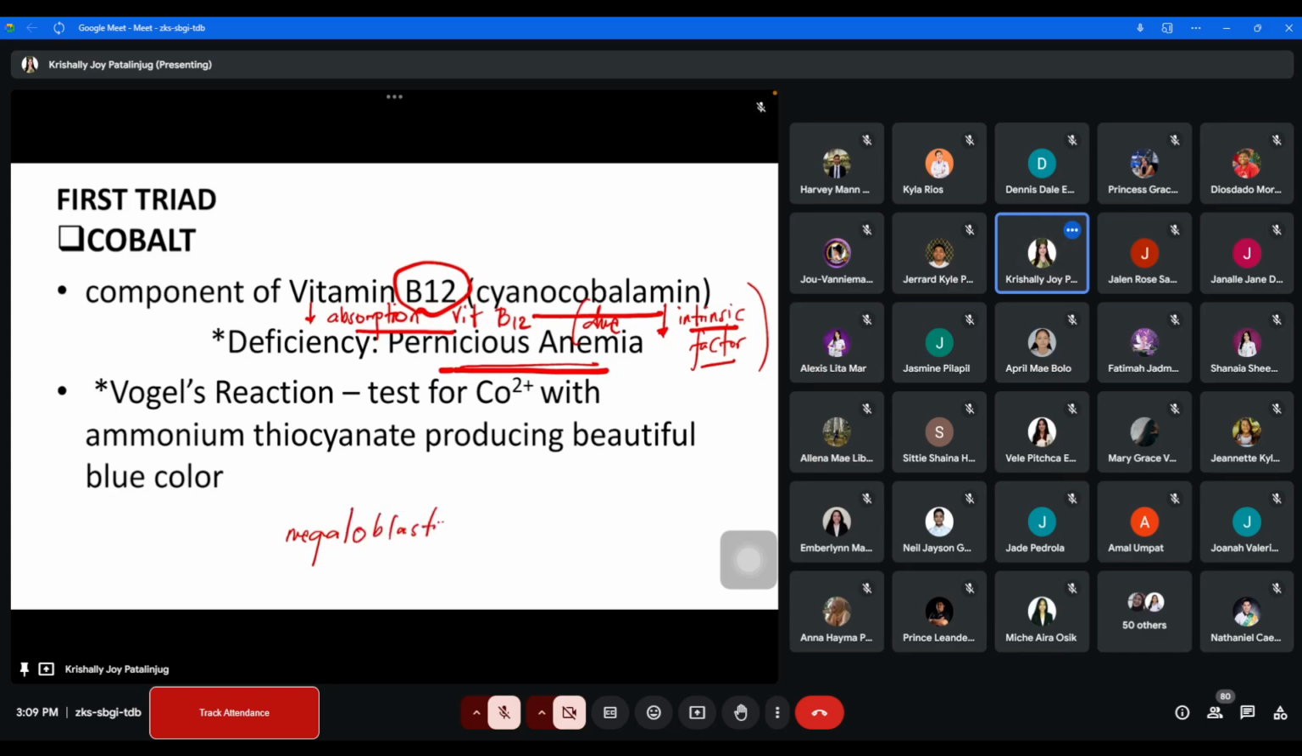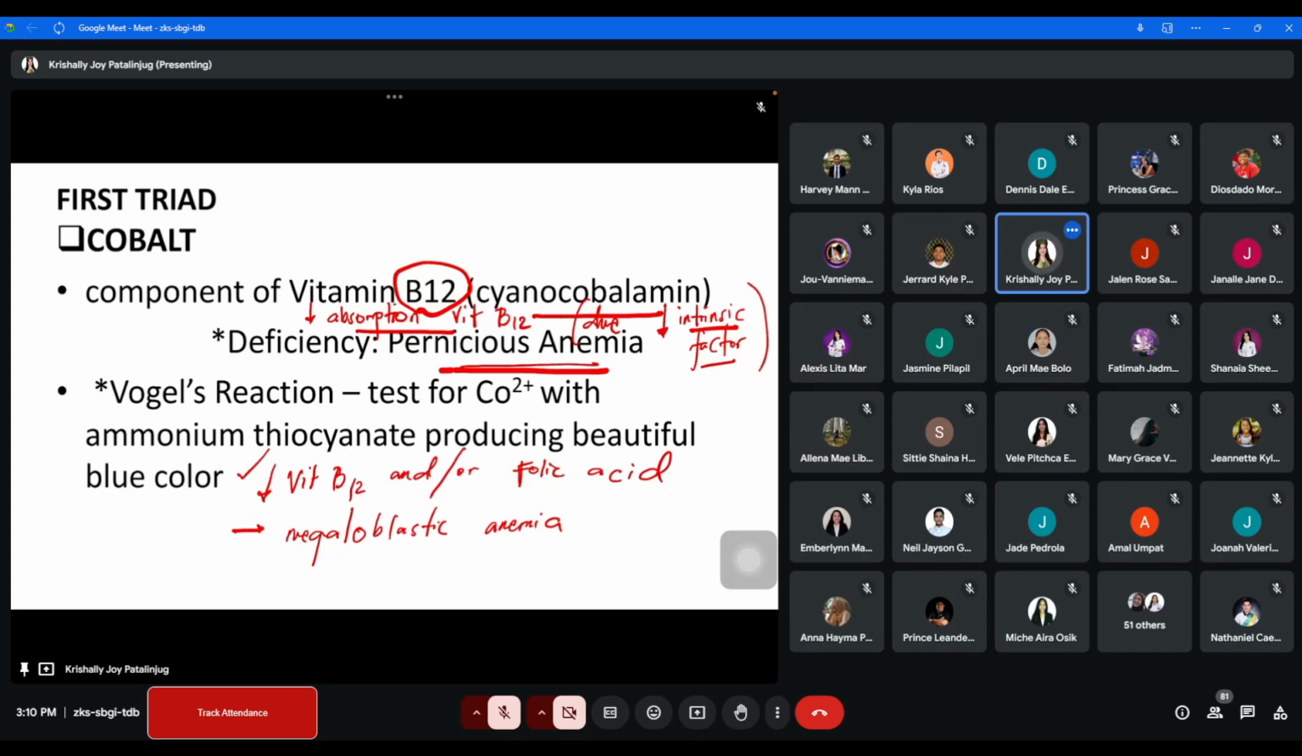Ang megaloblastic anemia naman, the problem here is really deficiency of vitamin B12 and or folic acid. Okay? So, yan yung problem naman kapag megaloblastic anemia. Talagang mababa na. Mayroong intrinsic factor, yes. Pero ang vitamin B12 level is mababa na. Or mababa din si folic acid.